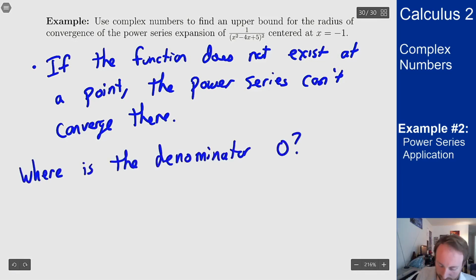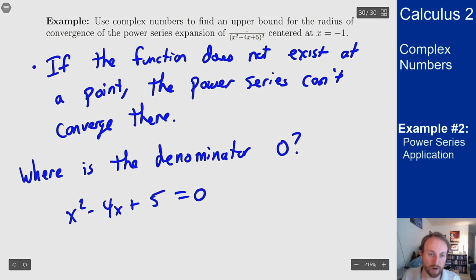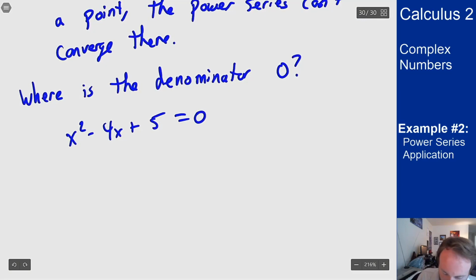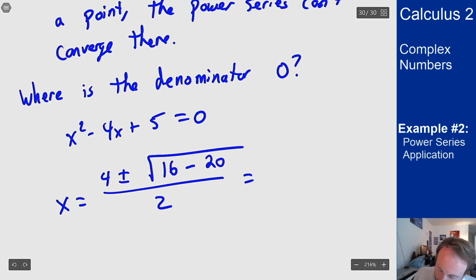Well, this happens whenever x squared minus 4x plus 5 equals 0. Because it's a perfect square, I can just take one of those factors and do it this way. Now where is this 0? We'll use the quadratic formula. So it's 0 for x equal to negative b plus or minus the square root of b squared minus 4ac, which is 16 minus 20, over 2. So 4 plus or minus the square root of minus 4, over 2.